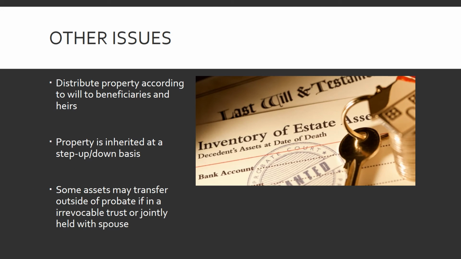Administrators must distribute property in accordance with the will if one exists. Property is inherited at a stepped-up or stepped-down basis according to the fair market value of the asset on the date of the decedent's death, and some assets may automatically transfer outside of probate if they are located in an irrevocable trust or held jointly with a spouse, for example.